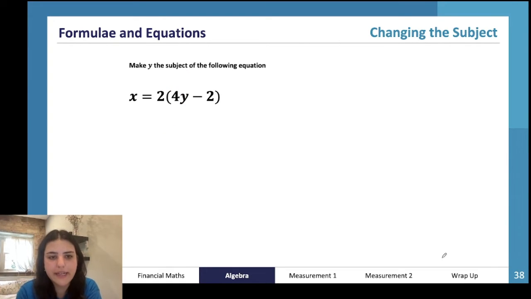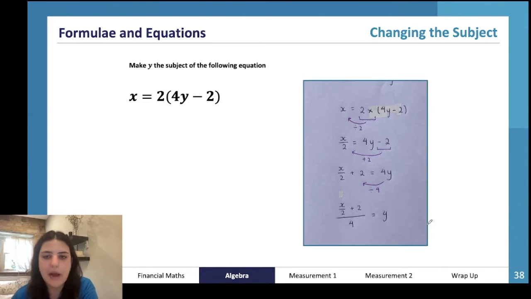All right, we have another one here. x equals 2(4y minus 2). Make y the subject of the following equation. So here's how we would move through that.